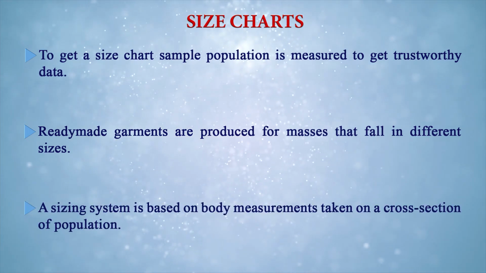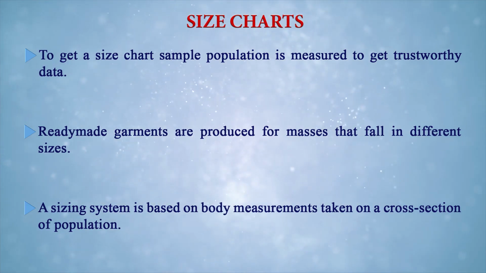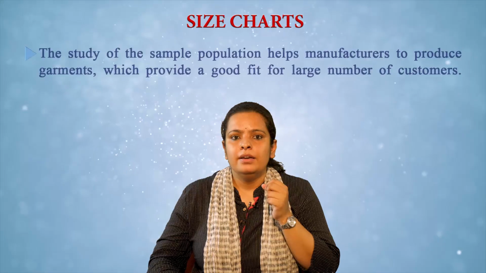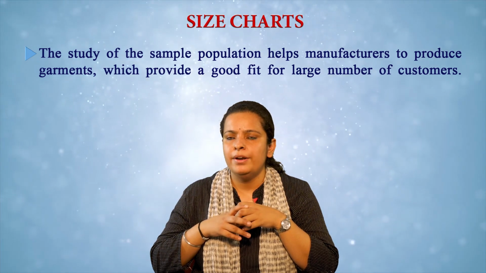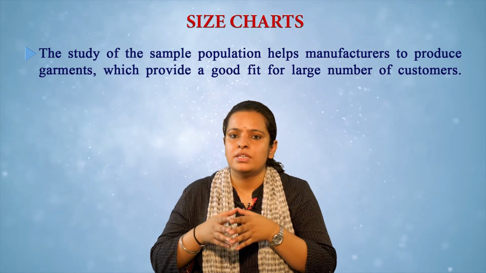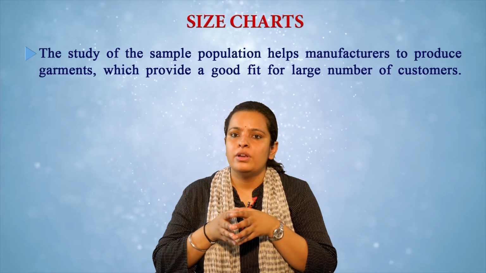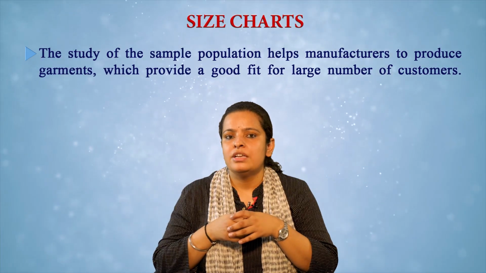A sizing system is based on body measurements taken on a cross section of the population. As we discussed, we take samples from the population, finalize the data, and then fix the particular size as a standard size. The study of the sample population helps the manufacturer to produce garments. When a manufacturer produces garments in bulk, the sample population helps them produce a garment which provides a good fit for a large number of customers.